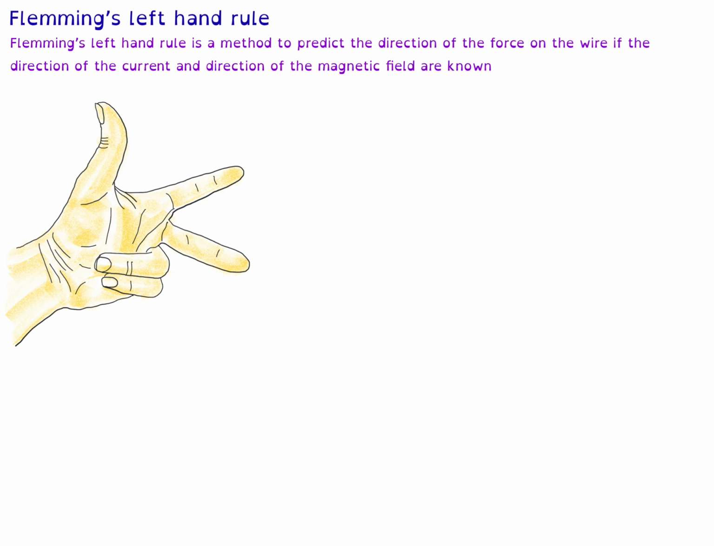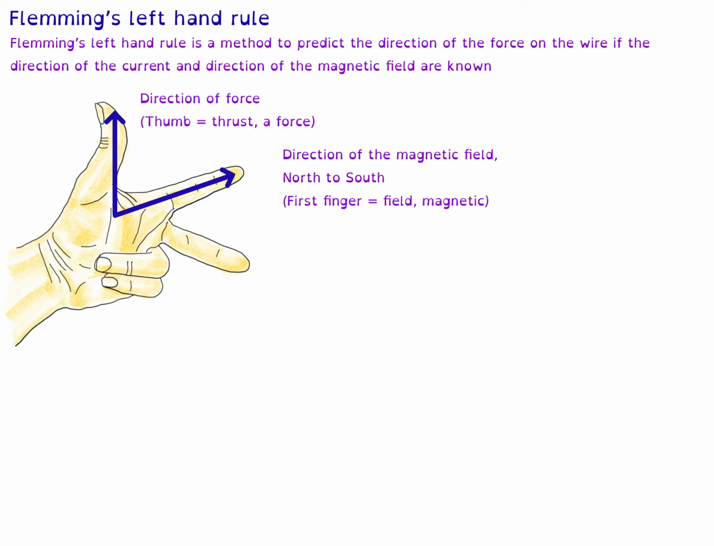Fleming's left-hand rule is a method to predict the direction of the force on the wire if the direction of the current and the direction of the magnetic field are known. The thumb represents the thrust, which is a force. The first finger is the direction of the magnetic field from north to south, and the direction of the current from positive to negative is represented by the second finger.